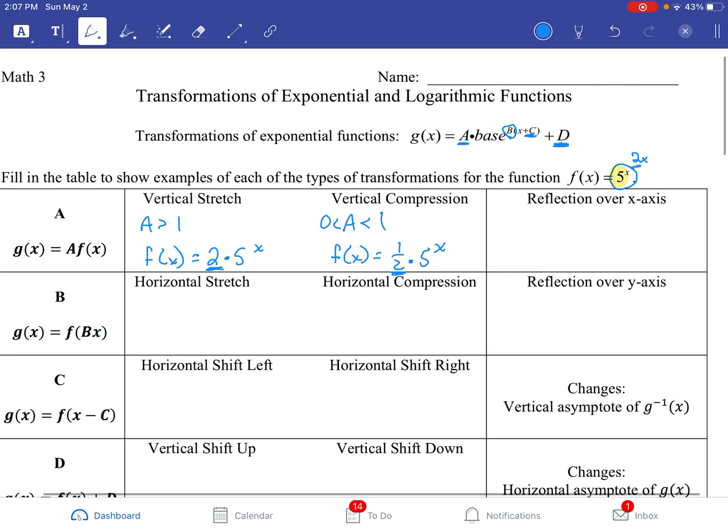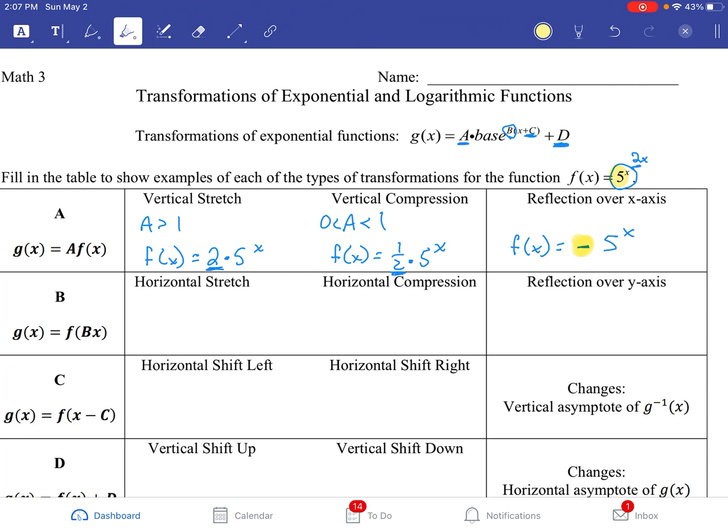Now your reflection over the x-axis is if you have a negative value in front for the a. So if you had f(x) = -5^x, this negative sign here is going to be your reflection over the x-axis.